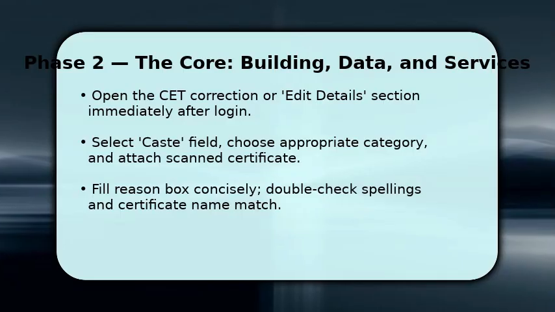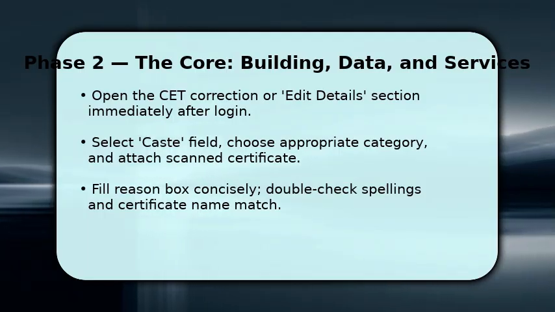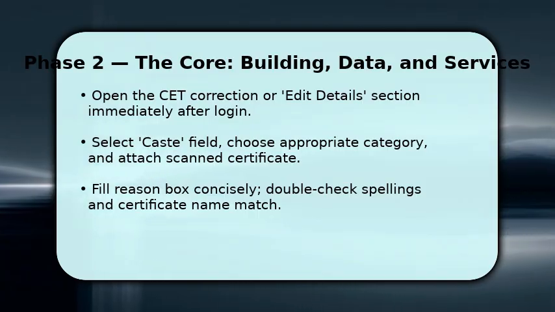You now navigate to the correction form, click Edit Details or the dedicated Corrections tab because that's where Caste edits are permitted. Then select the Caste field and choose the correct category. Attach the scanned Caste certificate in the required format and size. Explain the change briefly in the reason box, since clear justification speeds officer review.